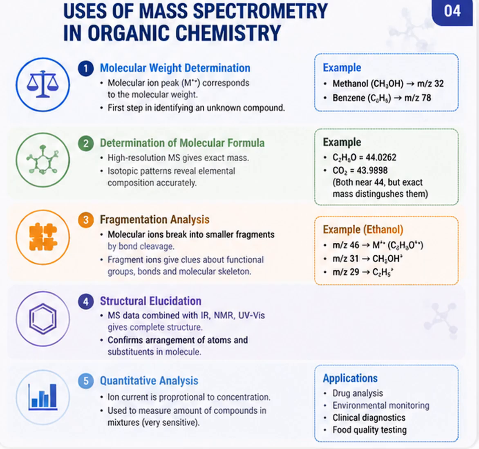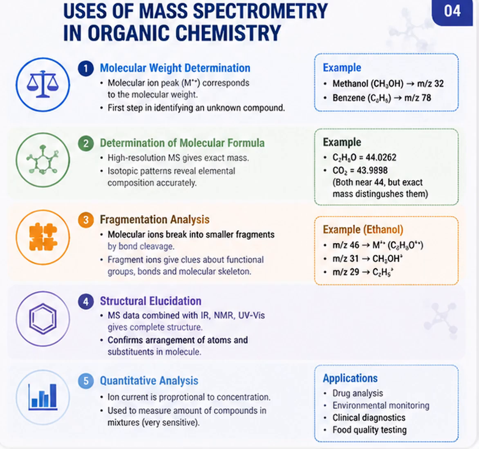High-resolution mass spectrometry provides exact mass measurements and isotopic patterns that reveal elemental composition. Third, fragmentation analysis provides structural information. Molecules break into smaller fragments, and these fragment ions help identify functional groups and bonding patterns.